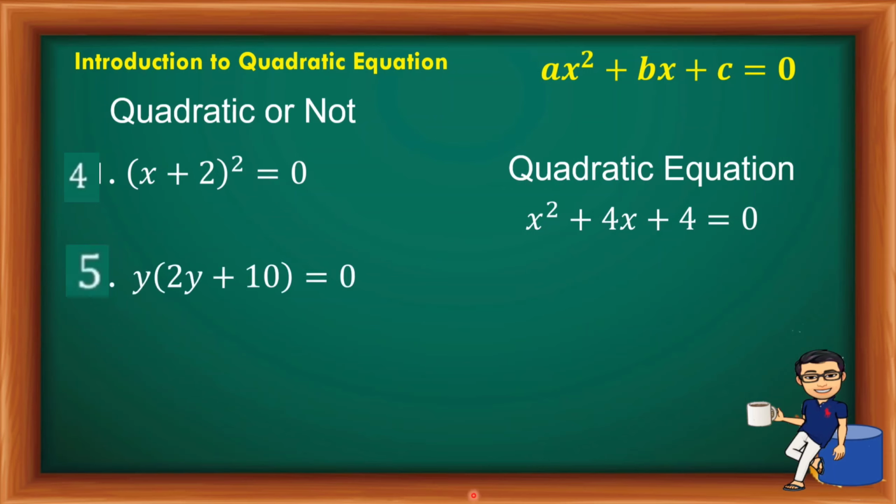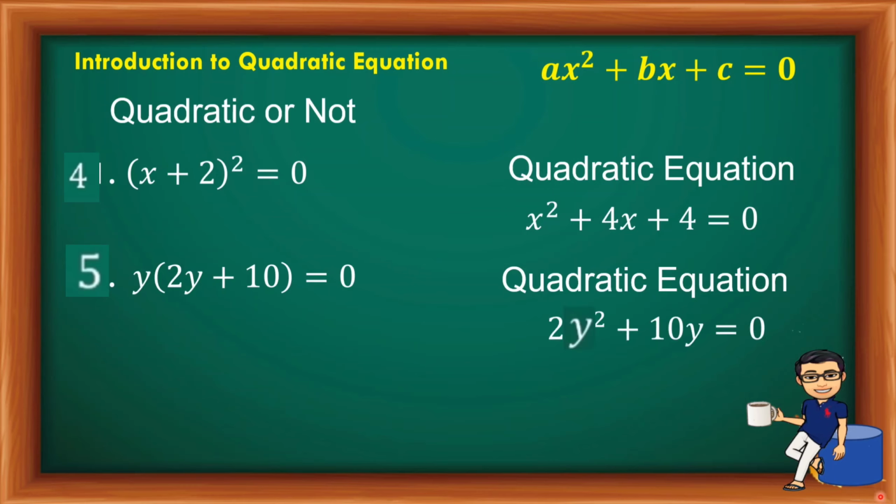Let's have the next. Y times 2y plus 10 equals to 0. So, quadratic or not? Sagot, yes, quadratic equation. So, kaya y times 2y is 2y squared, then y times 10, 10y. So, ito yung magiging sagot. Okay na? And the next one is 12 minus 9x equal to 0. Walang exponent na 2, therefore, that is not.